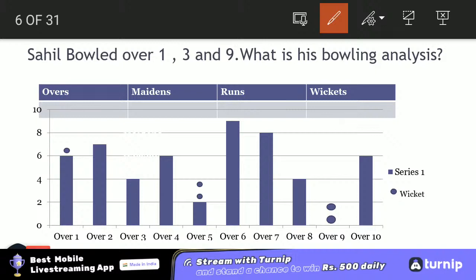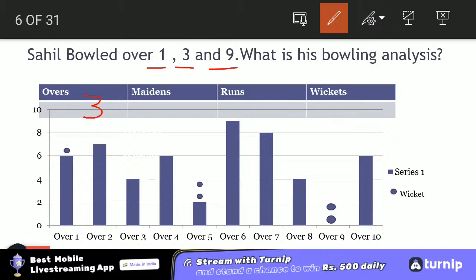Okay, then how many maidens. Now who knows the meaning of maiden? See students, maiden means an over in which no runs are scored. कोई runs score नहीं करते हैं तो उसे हम क्या बोलते हैं? Maiden. So yes, where no runs are scored. So we'll talk about overs 1, 2 and 3. So Sahil took the chance on 3 overs.